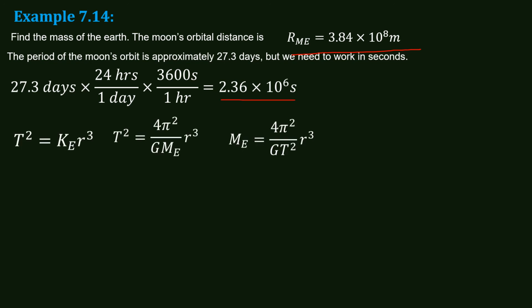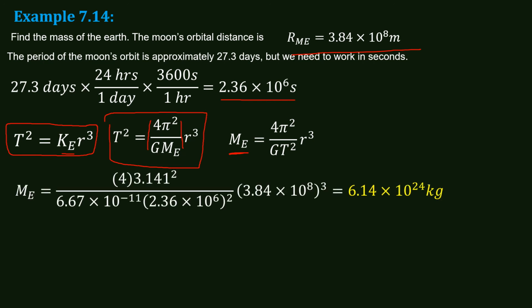Then we have our Kepler's third law with k of e, which is of the Earth. And then we describe what k is. K is the center right here. Then we solve for the mass of the Earth. Plug in the values. And we get the mass of the Earth of 6.14 times 10 to the 24th kilograms.